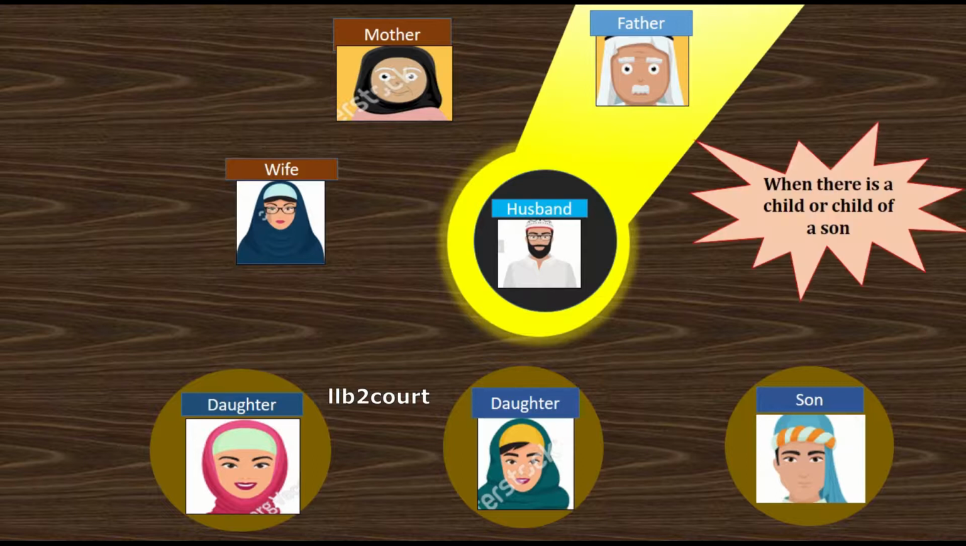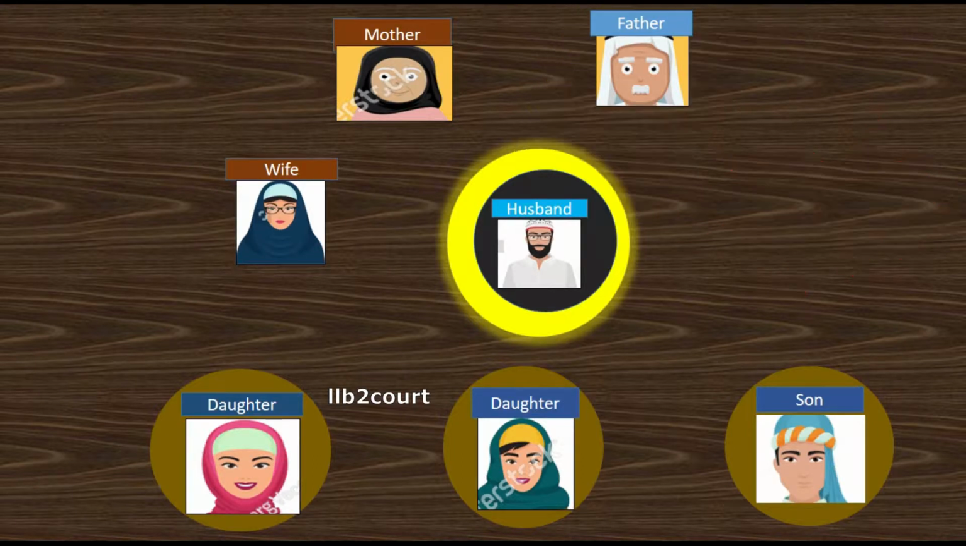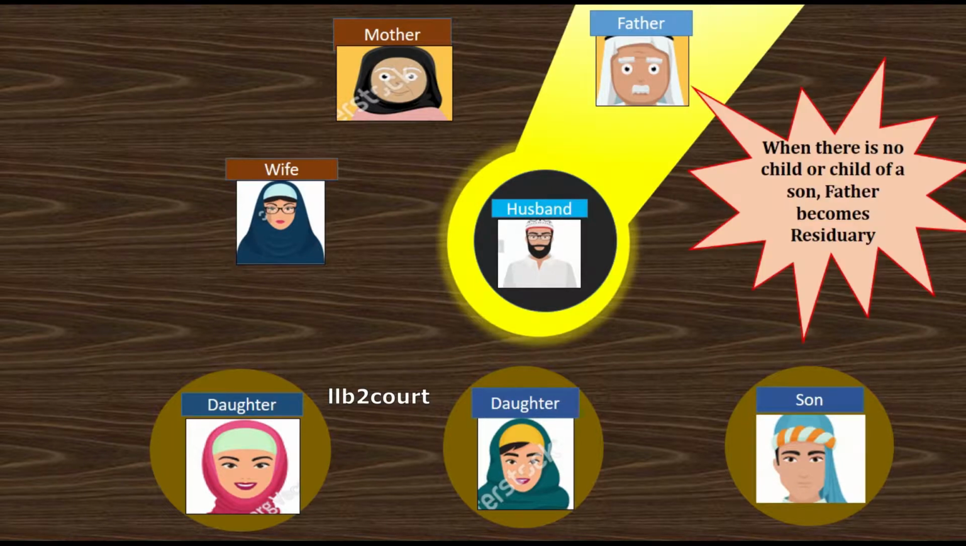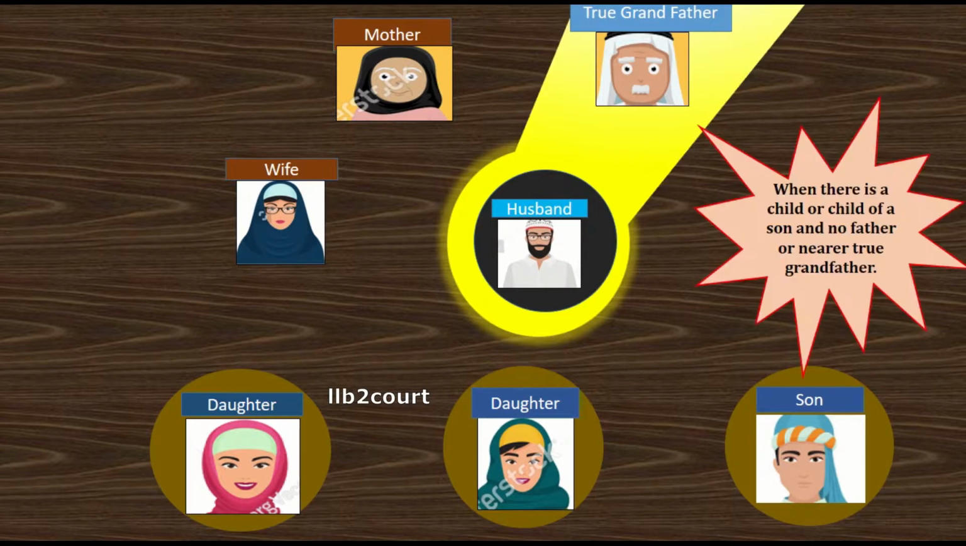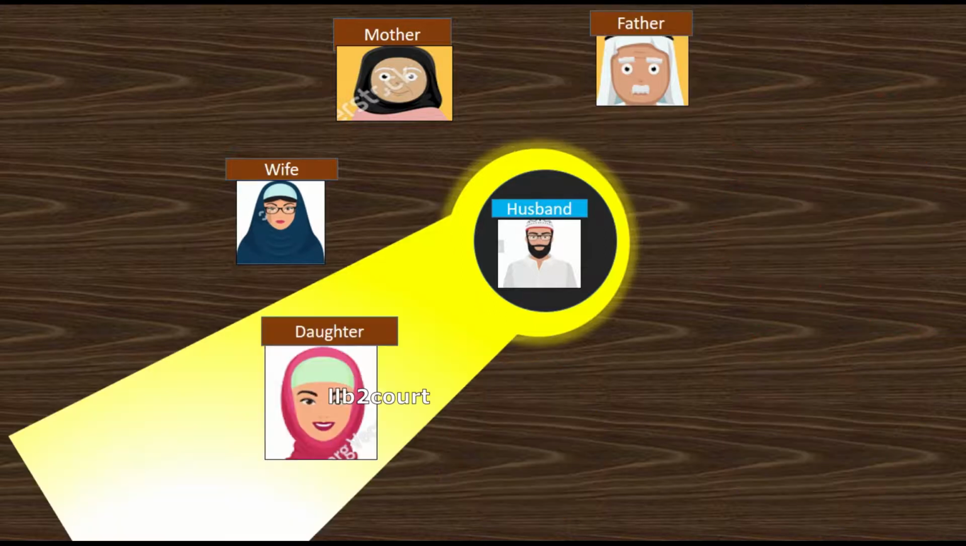Next one is father. If there are children, then father is going to get 1 by 6. If there are no children, obviously he is going to become residuary. That is, after allotting to the sharers, whatever remains, he is going to get. So next is the true grandfather. If father is not there but true grandfather is surviving, then in place of father, the same share, 1 by 6, he is going to get.